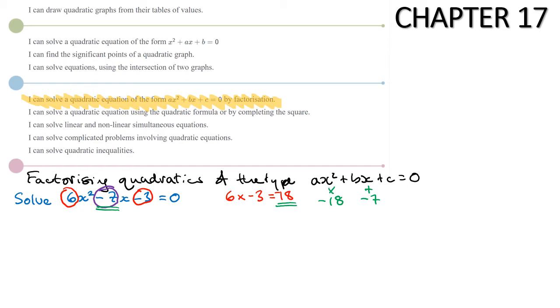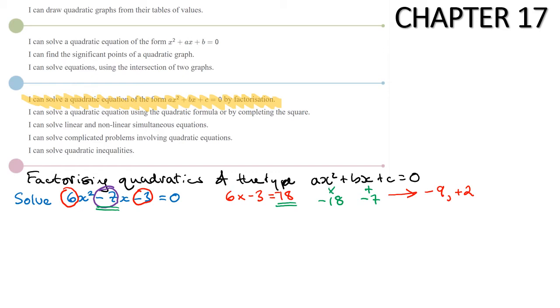Now I know that 2 and 9 multiply to make 18, and I could probably use 2 and 9 to make 7. So I think if I do negative 9 and plus 2, that will work. They multiply to give me negative 18 and add to give me negative 7.